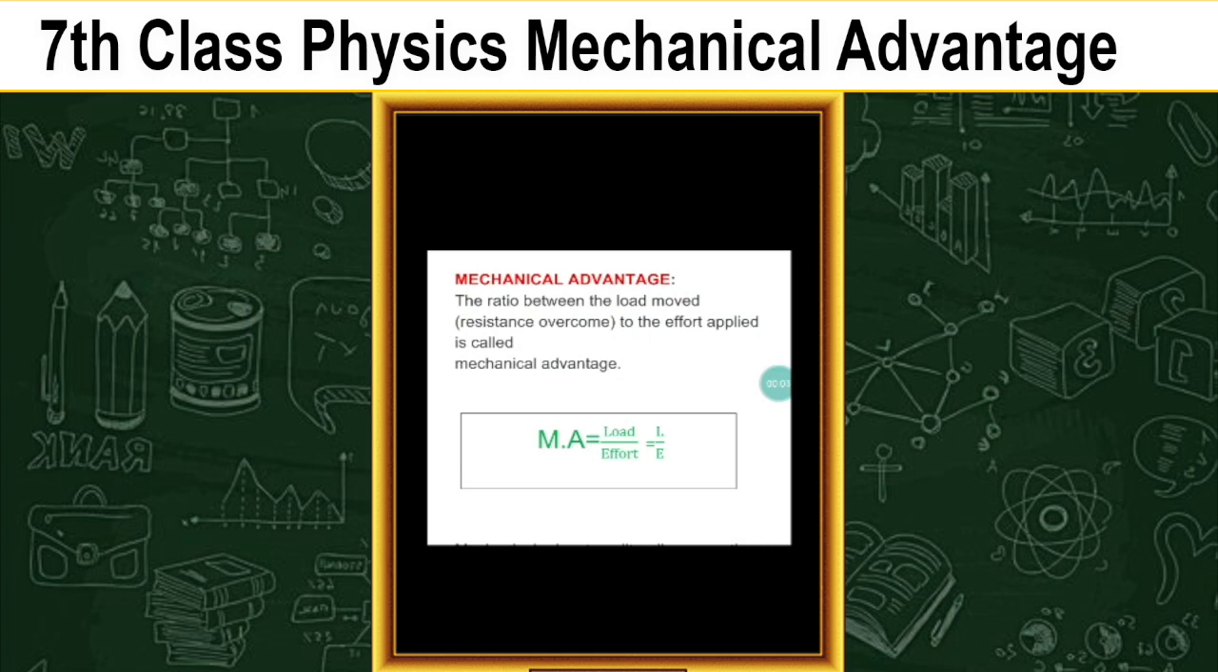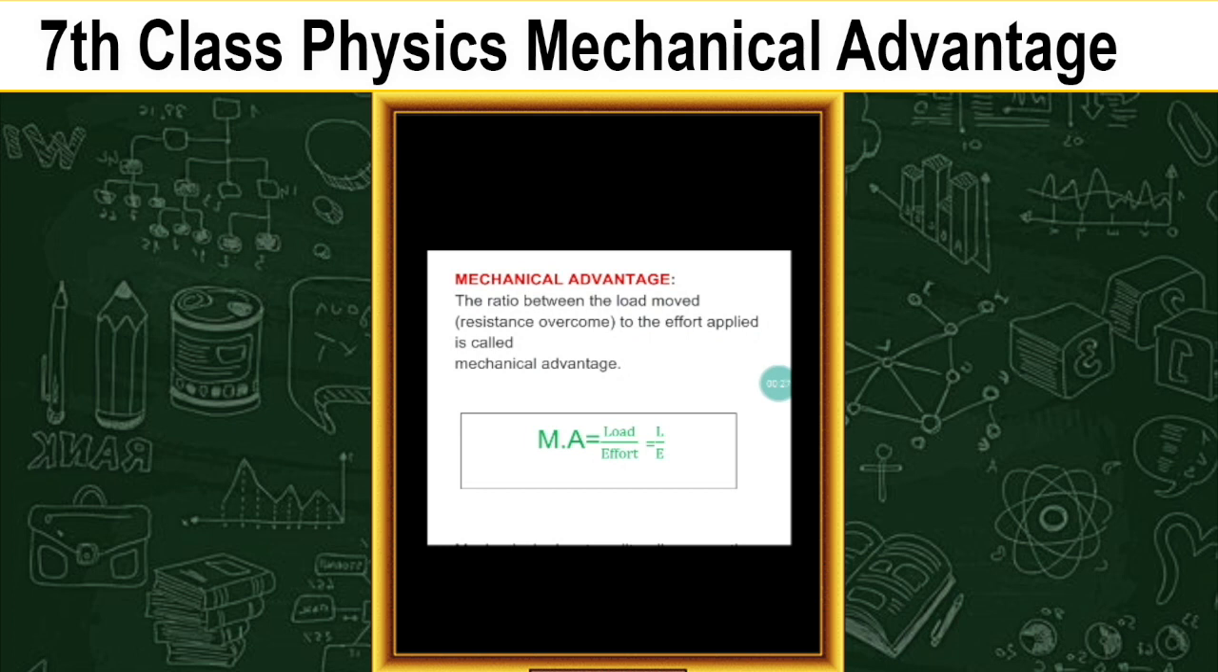Let us start our physics class. So we are discussing simple machines. In that, today we are going to discuss mechanical advantage. So what is mechanical advantage? The ratio between load and effort is called mechanical advantage.